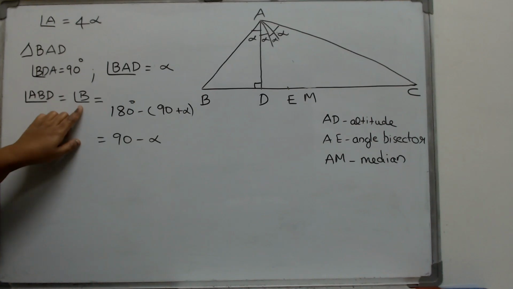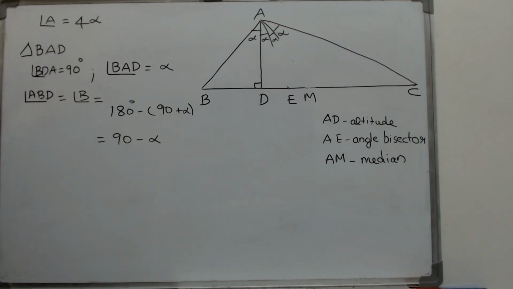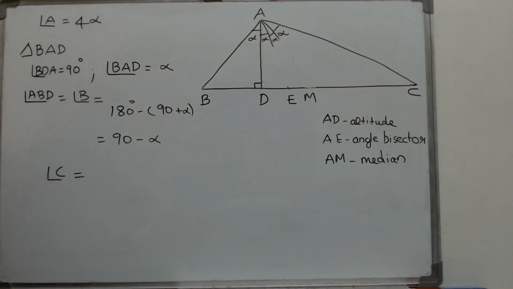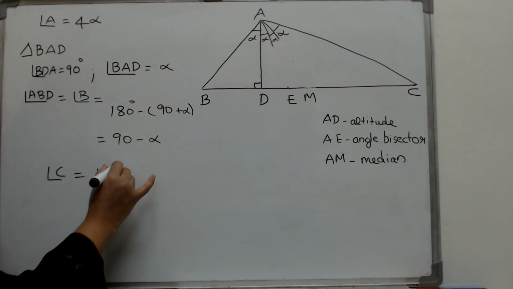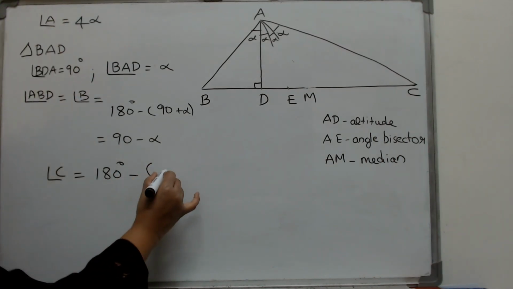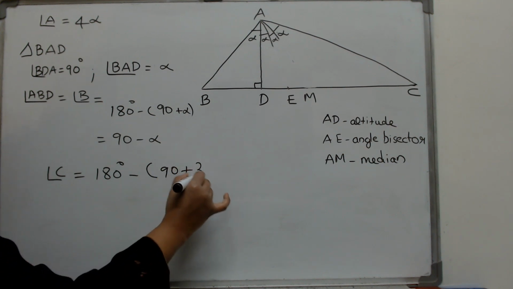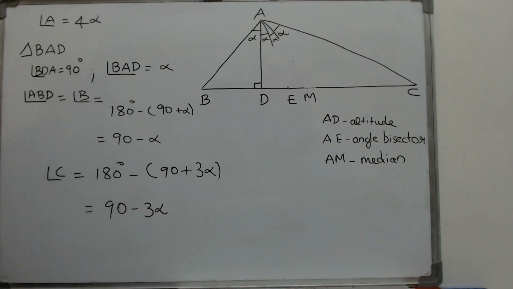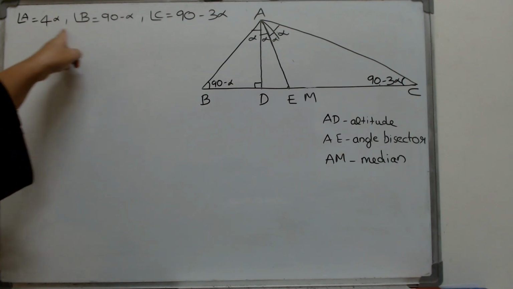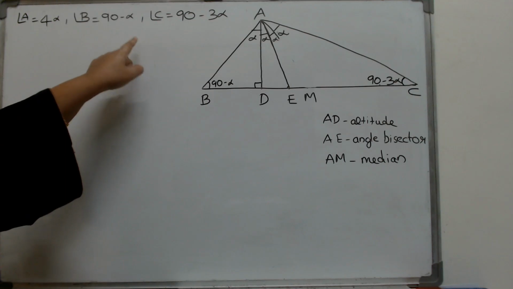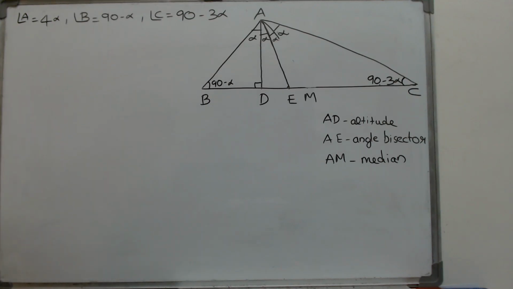Now you know what B is, you know what A is, then what is C? Again, the sum of angles of a triangle is 180 degrees. So angle C is what? It is 180 minus the sum of these two, which is 90 plus 3 alpha. That means it is 90 minus 3 alpha. So now we have got all the 3 angles. Just to be sure, you can add all of them and make sure you are getting 180 degrees.